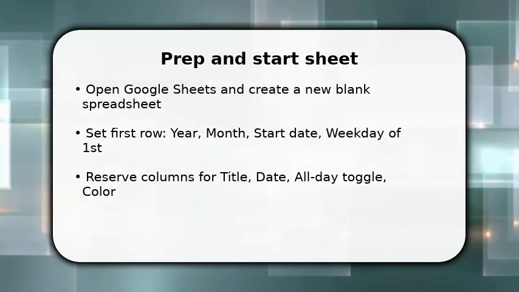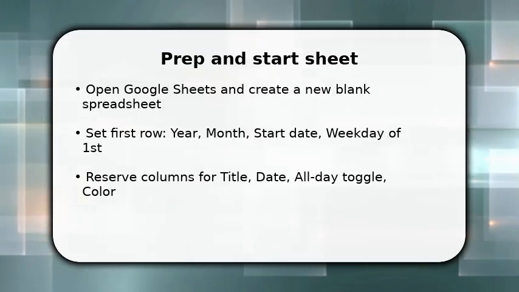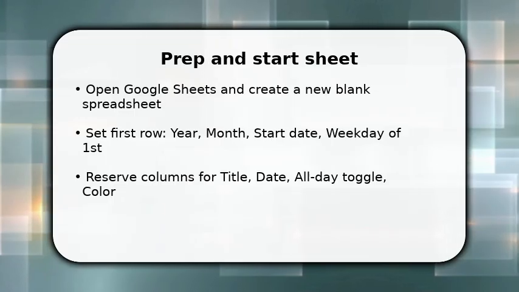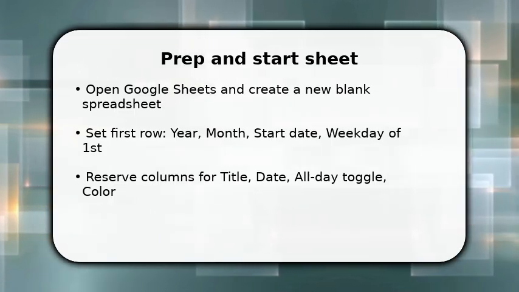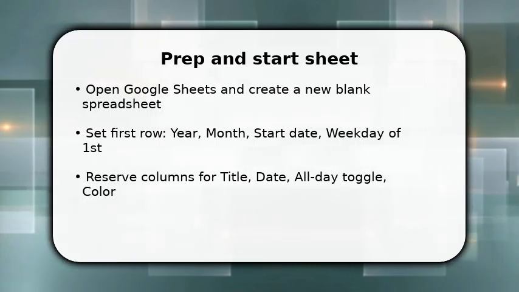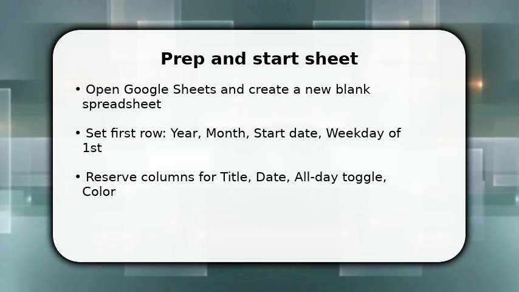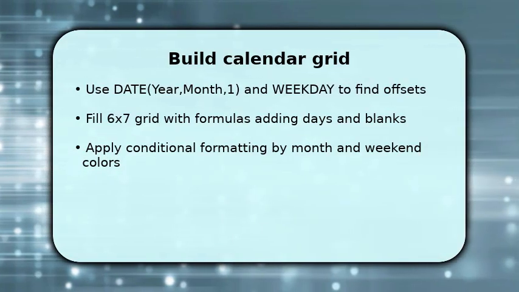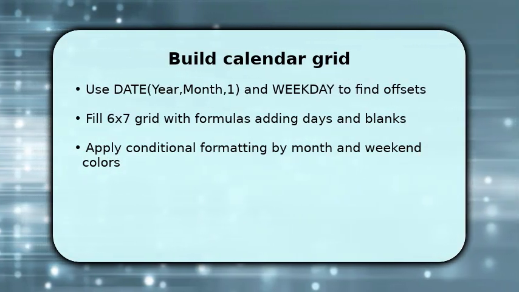Once done, lock those cells with data validation and protected ranges so formulas don't break. You'll also pre-allocate columns to the right for event title, date, all-day toggle, and color so entries flow into the calendar grid automatically. You now construct the visible 6x7 calendar grid using formulas.